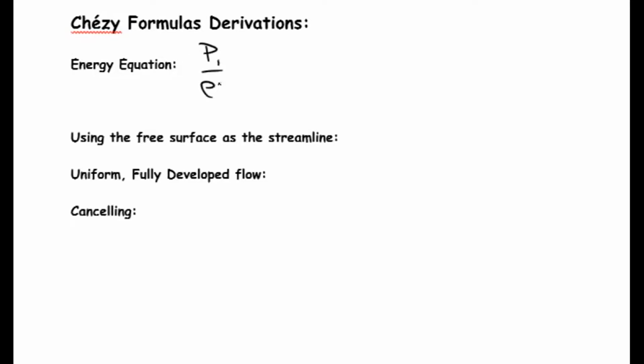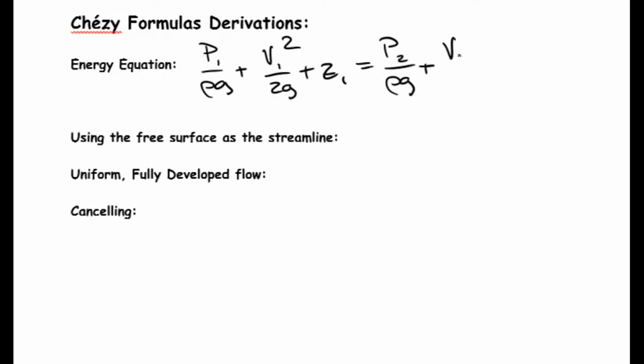P1 over rho g plus V1 squared over 2g plus Z1 equals P2 over rho g plus V2 squared over 2g plus Z2 plus hf plus hs. Alright, and I'll skip minor losses, we won't include those. So let's get rid of hs right away. We don't have any pumps or turbines.